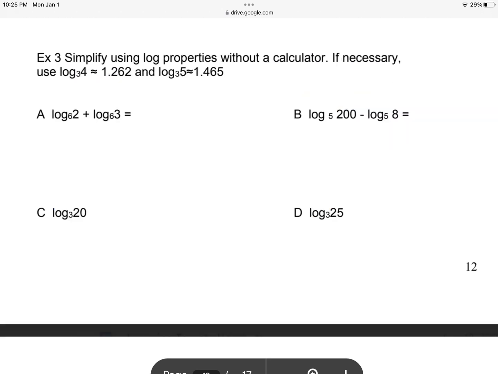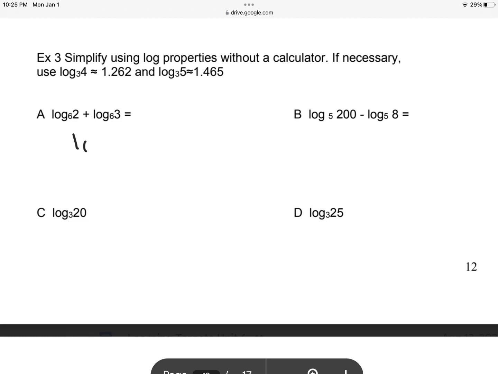All right, now we're going to look at a few where we're not going to necessarily need a calculator, because they're giving us some approximations. They're telling us that the log of 4 base 3 is about 1.262, and the log of 5 base 3 is about 1.465. So if we can't get things into logs that we just know the answers to, there's going to be a few that we'll just know. If we can't get them in that form, at least we might be able to get them in a form that has just 4s and 5s in it.